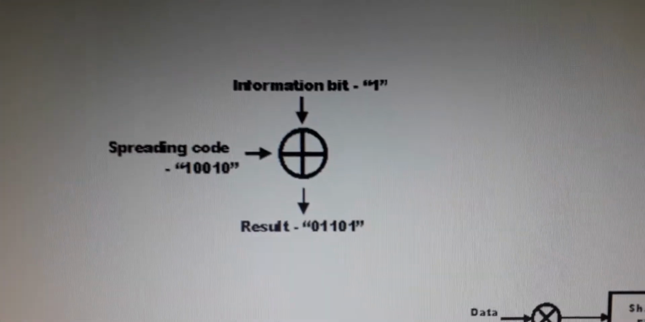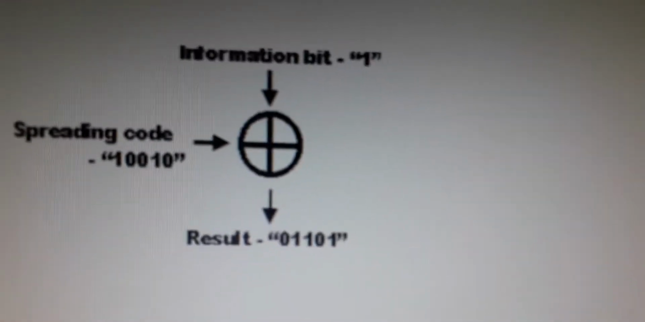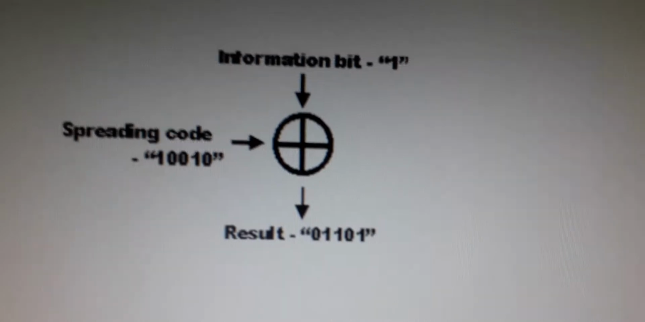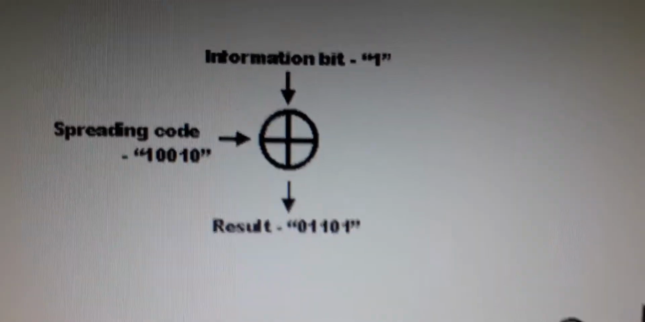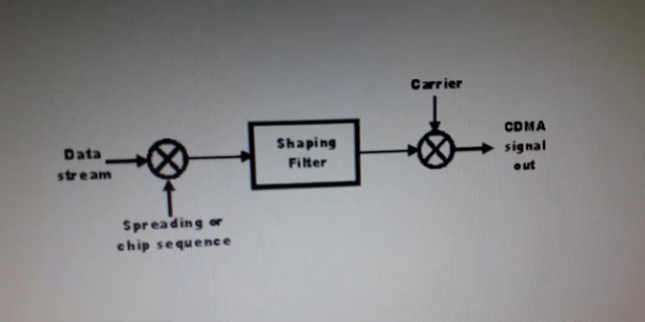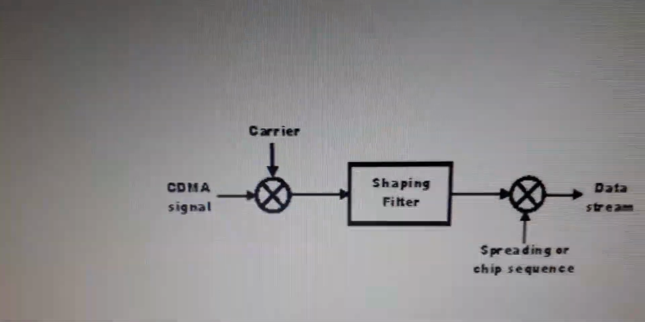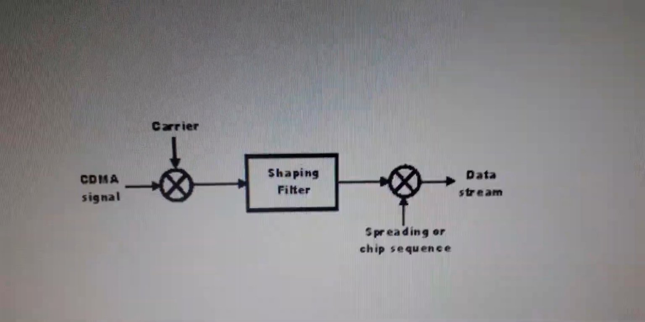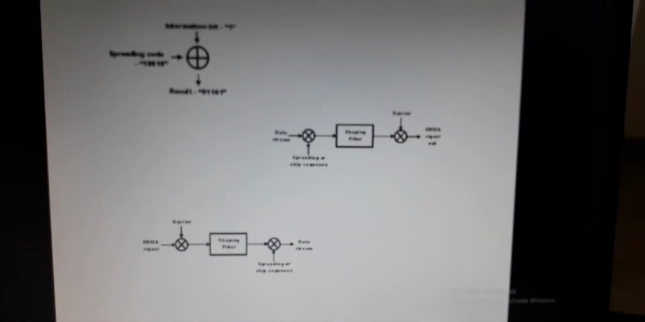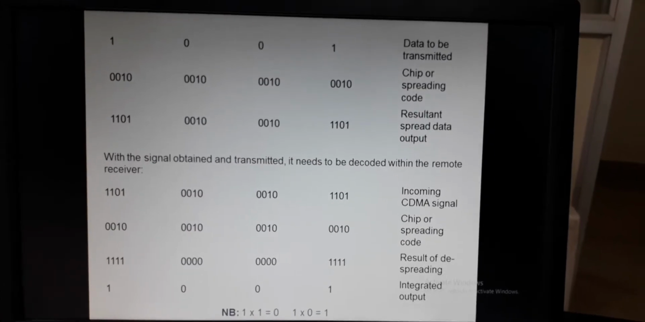How the spreading will happen, you can see in the PPT. Suppose the information bit is 1 and the spreading code is 10010, then the result is the XOR result, that's 01101. That data stream goes to the receiver, where the spreading sequence is used, shaping the frequency, and it gives the CDMA signal out. The CDMA signal along with the carrier will give the data stream once again when it is XORed with the spreading sequence. For the sequence of flow, please refer to the PPT.